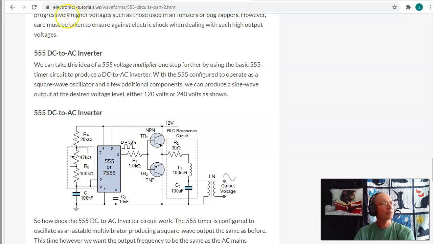And again, Electronics Tutorials gives a very good reference for this class as well as other classes in electrical engineering. So that's lecture number 25 for ECE 320, Electronics 1.